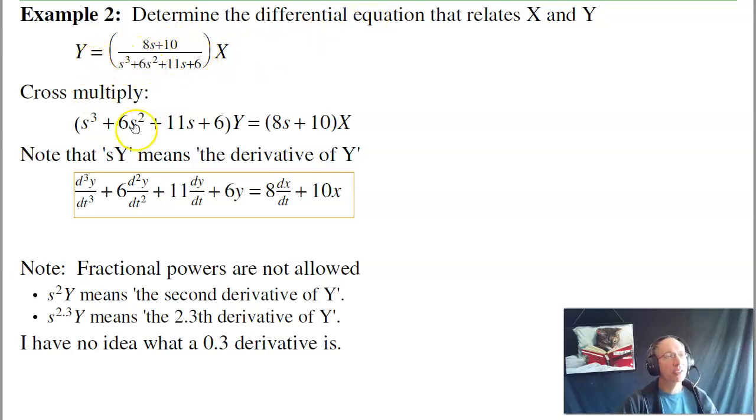If I have a transfer function, what that means is this is a differential equation. To find it, cross multiply. Note that s y means derivative of y, so s cubed is third derivative, s squared second derivative, s is first derivative, and so on. So this is the differential equation that corresponds to that transfer function. And also note, s means derivative. If I have s squared, that's the second derivative. The powers of s have to be integers. If it's s to the 2.3, what that means is I want the 2.3th derivative, and I have no idea what a 0.3 derivative is. So these have to be integers.